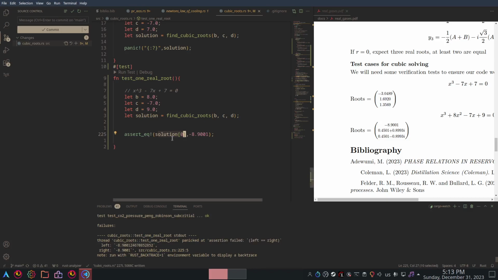This solution vector only has one element, and the first element is at index number 0. Index number 0 is minus 8.900, 1, 2, 4, 6, so on and so forth. And what's on the right is minus 8.9001. Now these are almost equal but not exactly equal. So we cannot use this assert equal unless we copy down all of these decimal points, and I don't really want to do that.